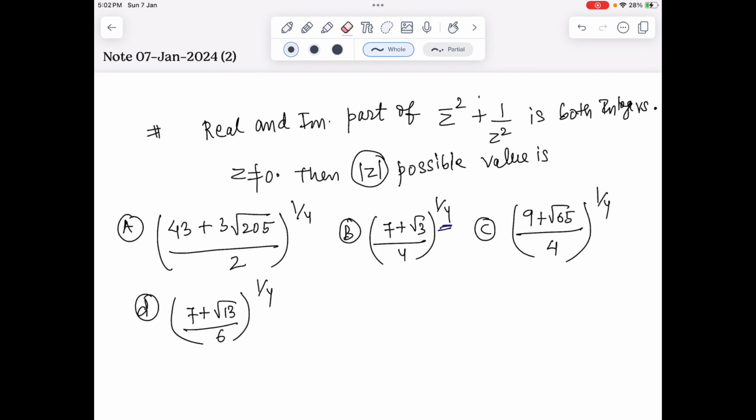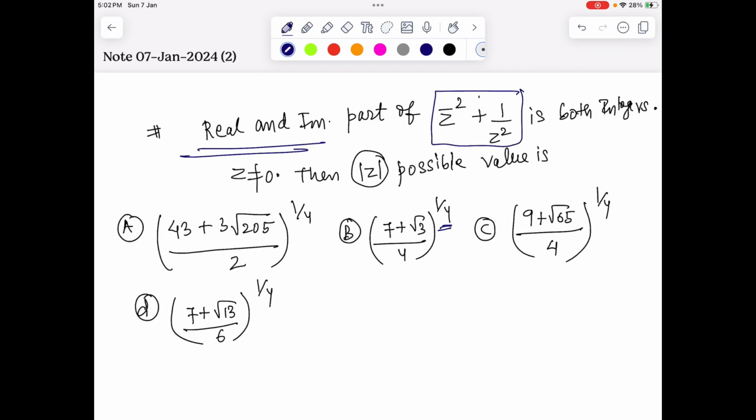We have a non-zero complex number z, non-zero just because z is appearing in the denominator, such that z bar square plus 1 by z square has both real and imaginary part as integers. Okay, so this complex number has both real and imaginary part as integers. Then we have to find the possible values of mod z among the following options.